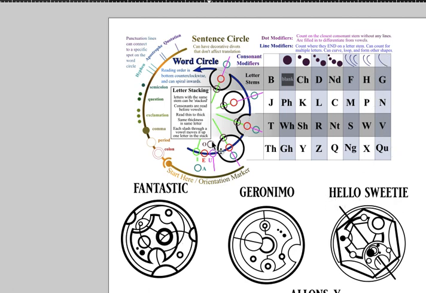Anyway, vowels are these little circles, and they're kind of tricky because they can be by themselves or attached to different consonants. Like this one here is attached to the G in Geronimo. Anyway, let's go ahead and start reading this.